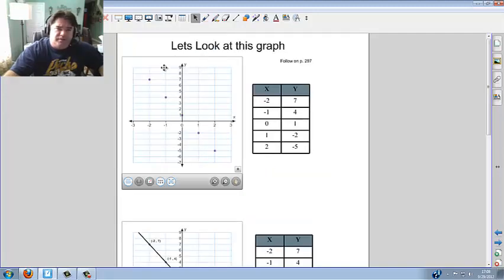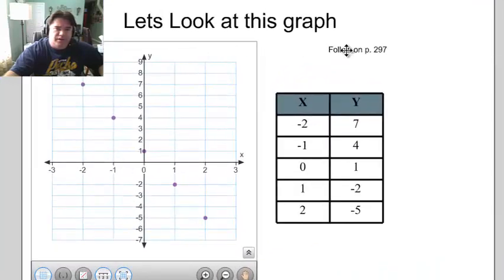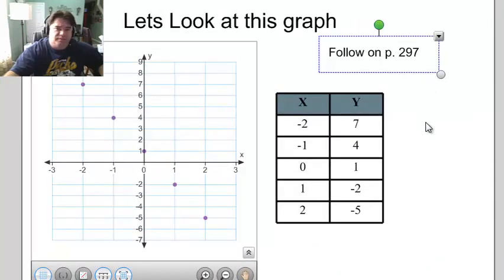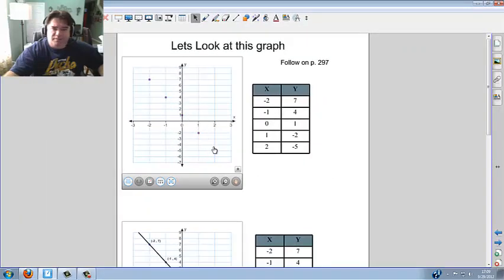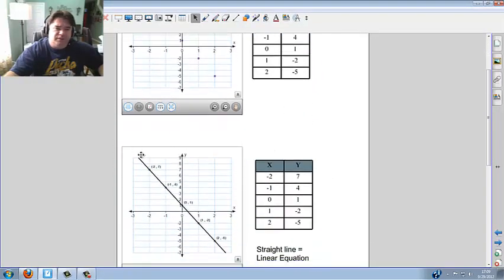Now, let's look at this graph here. You notice, in this case, these form a nice straight line, and you can follow along on page 297. So, when x is negative 2, y is 7, x is negative 1, y is 4, x is 0, y is 1, there's obviously a pattern to be had. As you can see, it goes straight down. Straight line equals linear function.